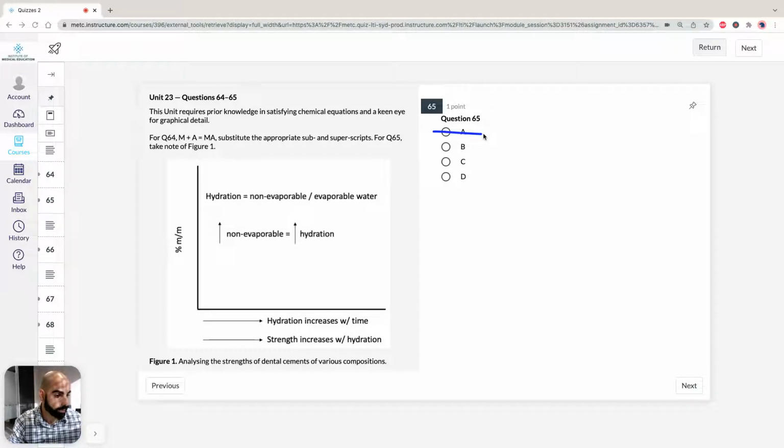B says the hydration of cements increases with age. That's true because you can see with all the four groups we've provided, the four, I guess, cements, we see that as time increases, the white non-evaporable bit, so this bit, keeps increasing with time for each group. So the four dental cements. So therefore the answer for B has to be correct.